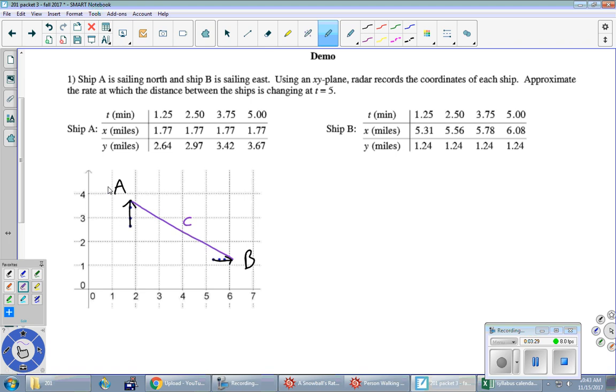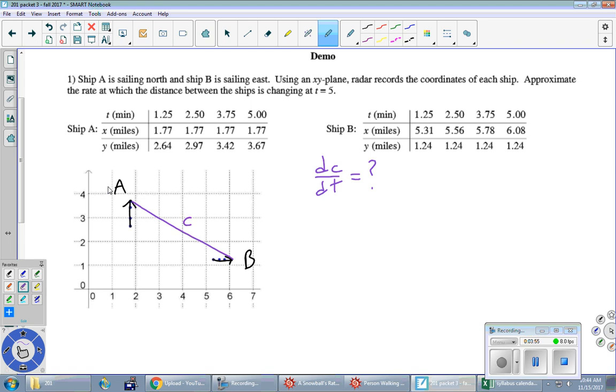And so the thing that we are interested in is the rate at which that length is changing, right? These ships are getting farther apart, and we want to know the rate at which they are getting farther apart. So symbolically, what am I making equal my question mark? dC/dt, right? It's the rate at which C is changing as time passes. That's what we're interested in.